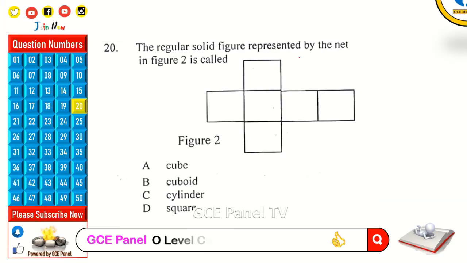The regular solid figure represented by the net in figure 2 is called... So look at this net in figure 2. What is this? Look, all the squares are the same. Everything is a square. Everything is the same. Okay, so this is a cube, like Maggie, and the cube has how many faces?